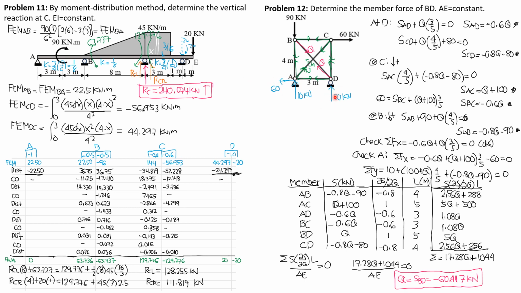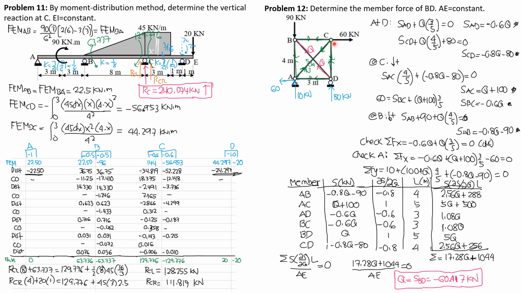So beginning at D, summation of forces in X equals 0, leftward positive. So S_AD positive plus the horizontal component of Q, Q times 3 over 5, equals 0. So S_AD is negative 0.6 Q. Then summation of forces vertical equals 0. S_CD plus Q times 4 over 5, the vertical component of Q, plus 80 equals 0. So S_CD is negative 0.8 Q minus 80.